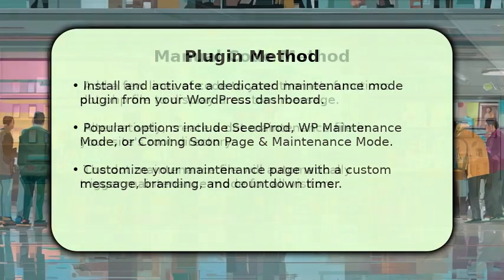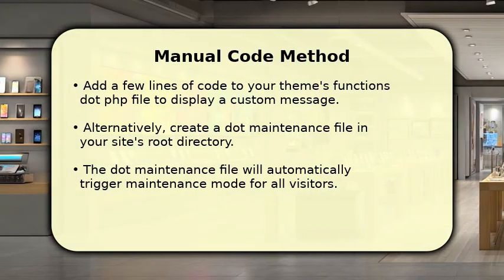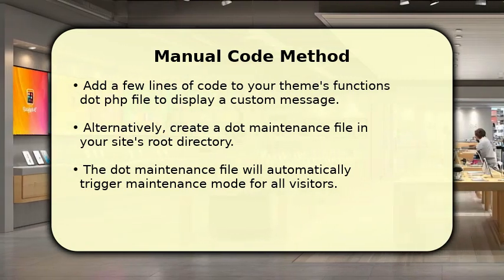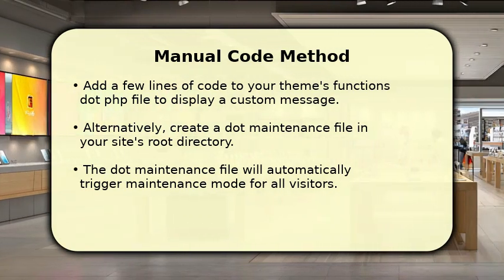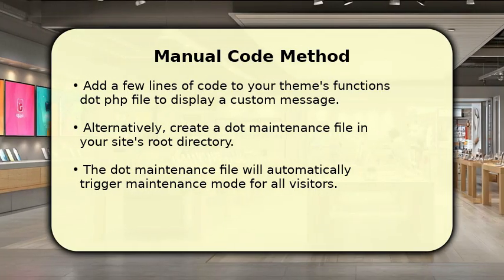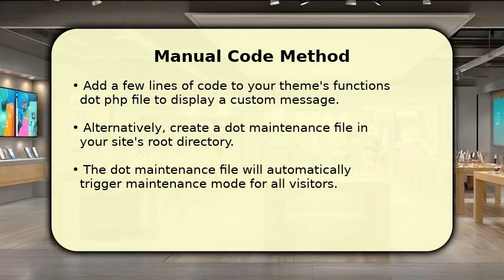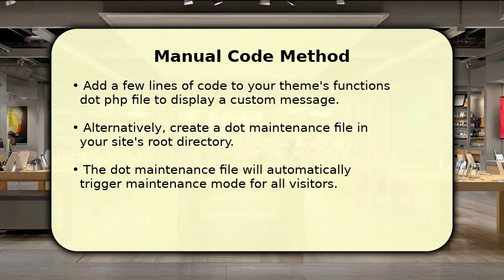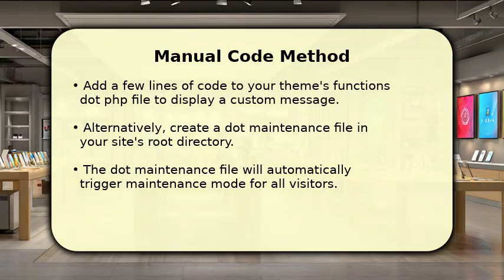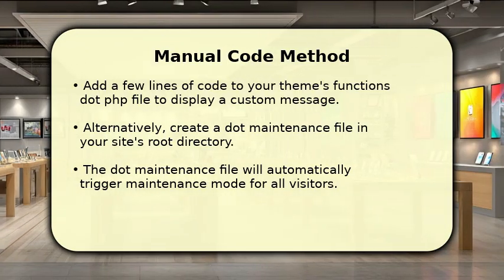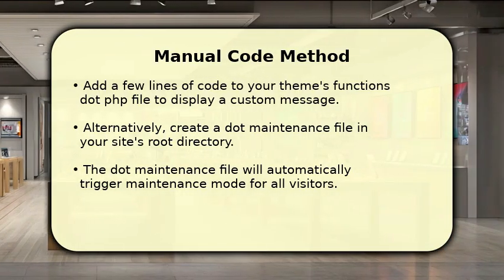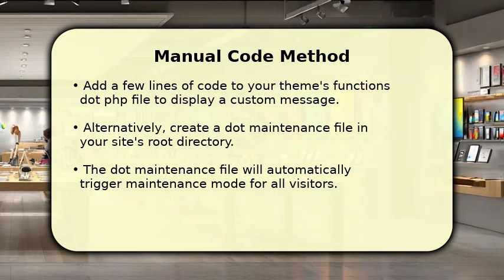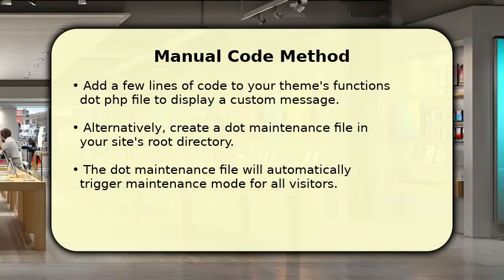set up. For those comfortable with code, you can manually enable maintenance mode. One method involves adding a few lines of code to your theme's functions.php file, which displays a custom message. Alternatively, you can create a .maintenance file in your site's root directory. This file will automatically trigger maintenance mode for all visitors, providing a simple yet effective solution without relying on plugins. Remember to back up your files before making any manual changes.